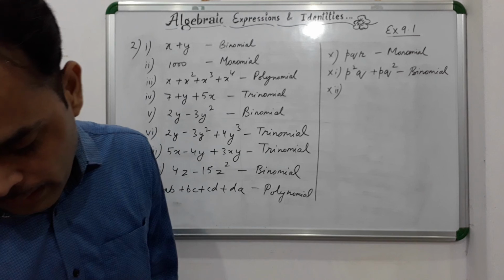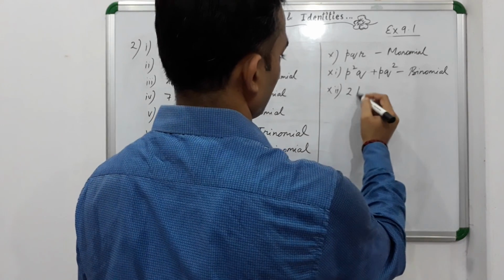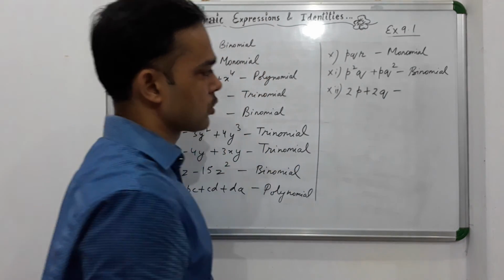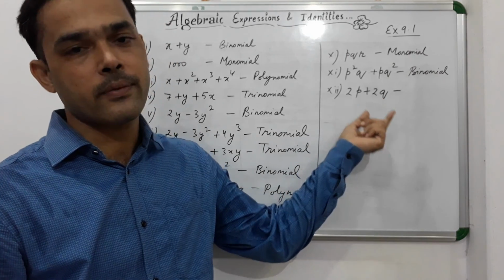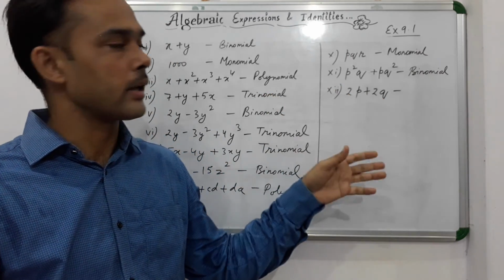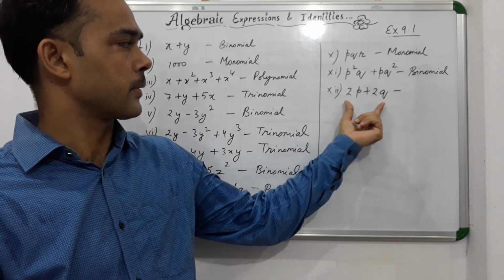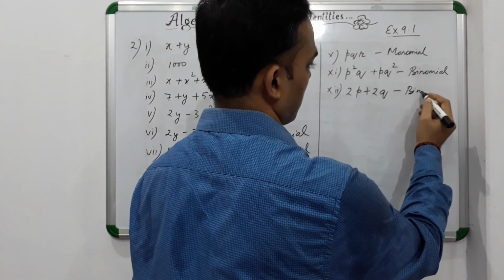In the next part, you have 2p plus 2q. As you know, even though the constants are same but the variables are different, it means they both are unlike terms and in between there is a plus sign, it means there are two terms, so this also will be binomial.